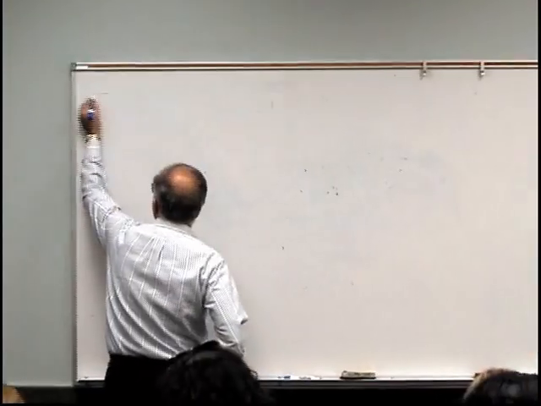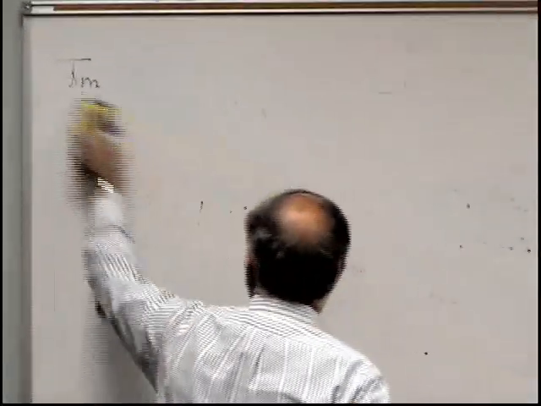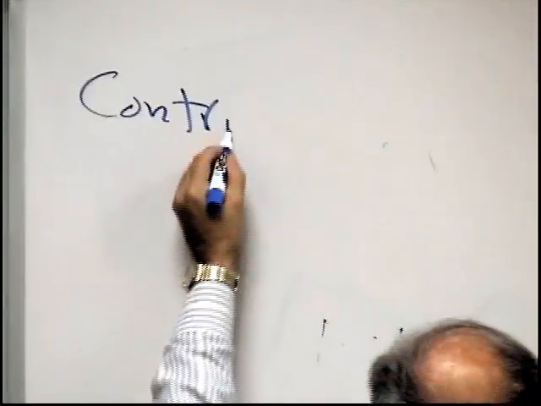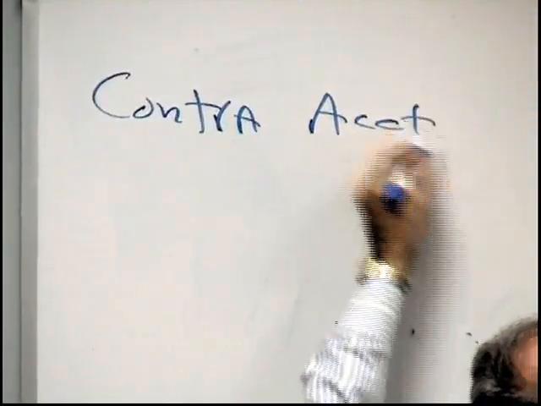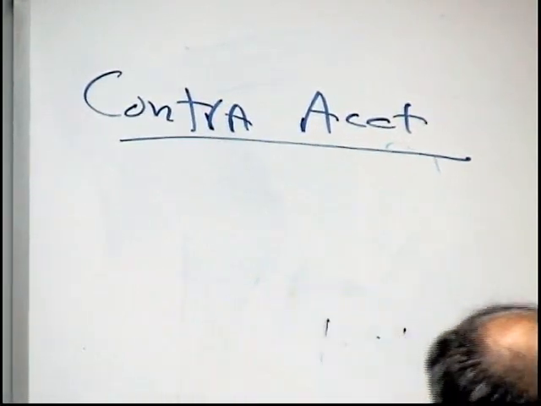I wanted to talk about the time value of money. Oh, before I do that, one more thing about contra accounts. Then I'll do that. Okay? Another example of a contra account. Someone already mentioned it: fixed assets.